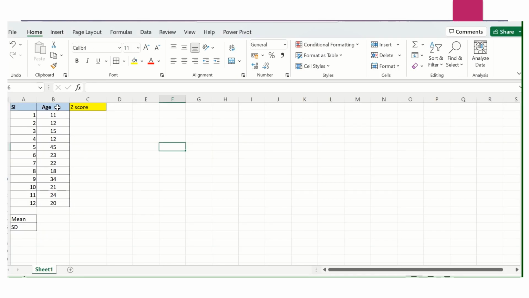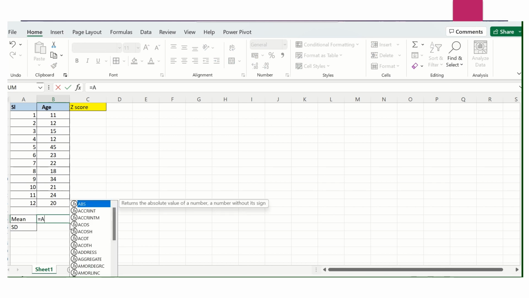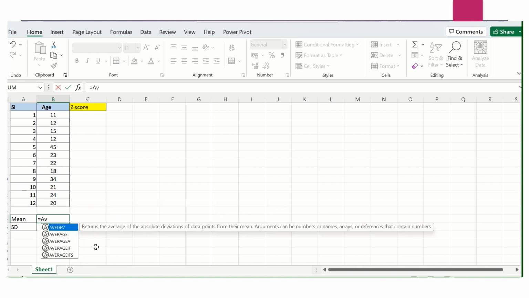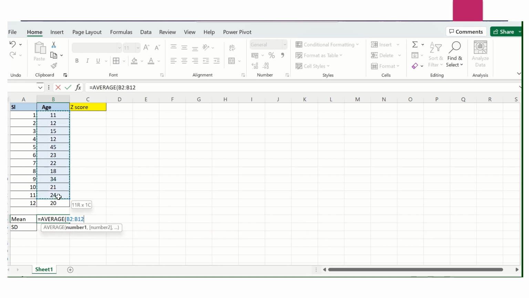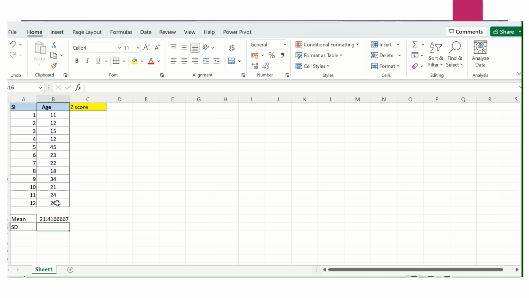Here is our data. This is the age group. The ages of different persons are mentioned here. First we have to find out the mean of this age group. That is the average. So we can find out the mean now. This is the mean.